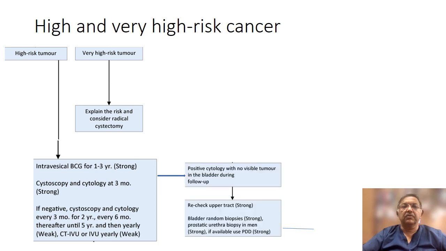So patients who have positive cytology with no visible tumor in the follow-up should have an upper tract evaluation, which is strongly recommended. Bladder random biopsies and prostatic urethral biopsies should be taken, and if you have the facility, you should do PDT to rule out unrecognized carcinoma in situ.